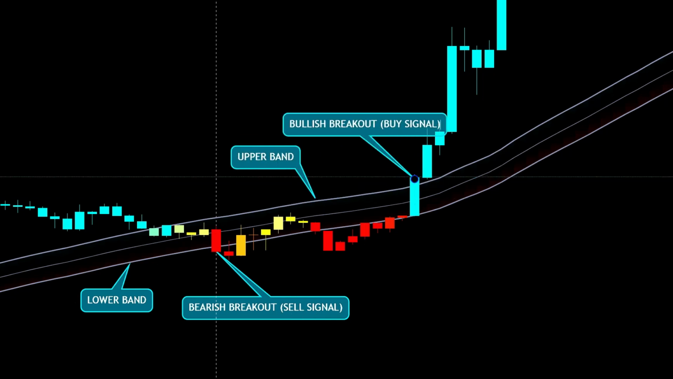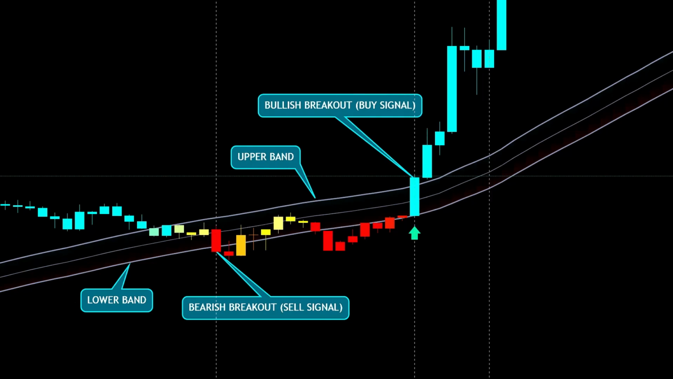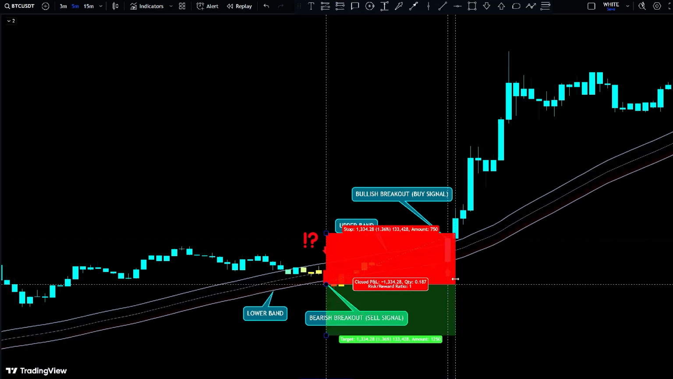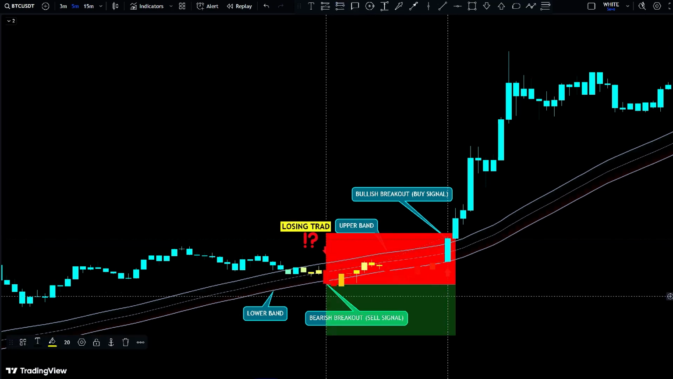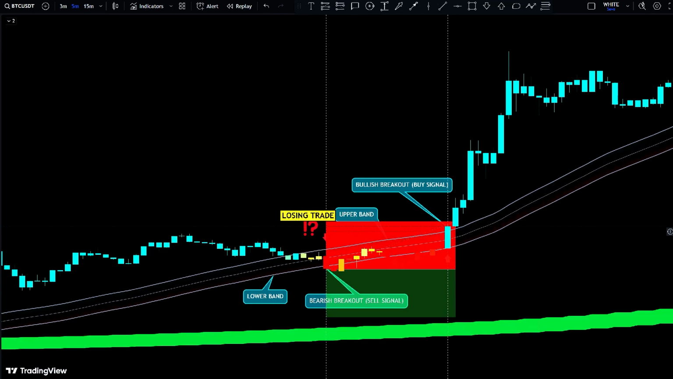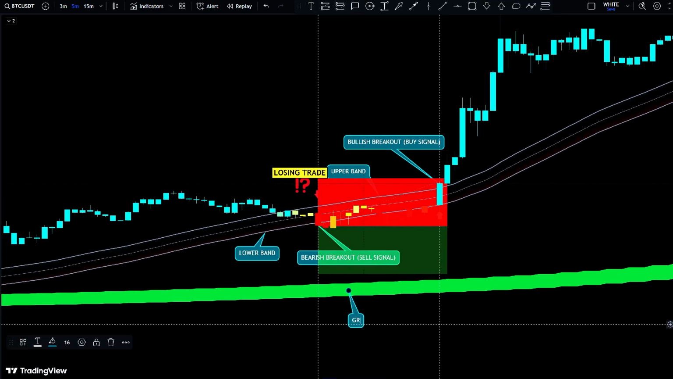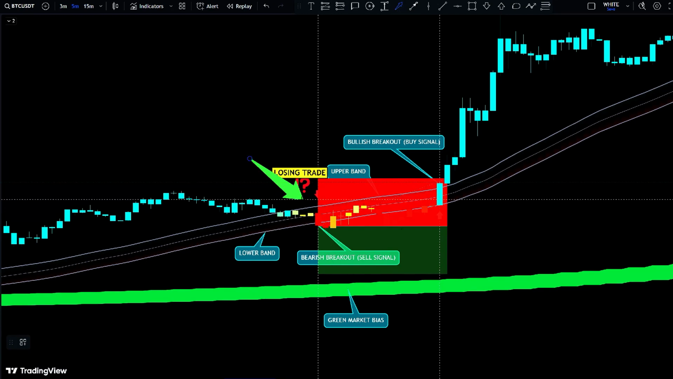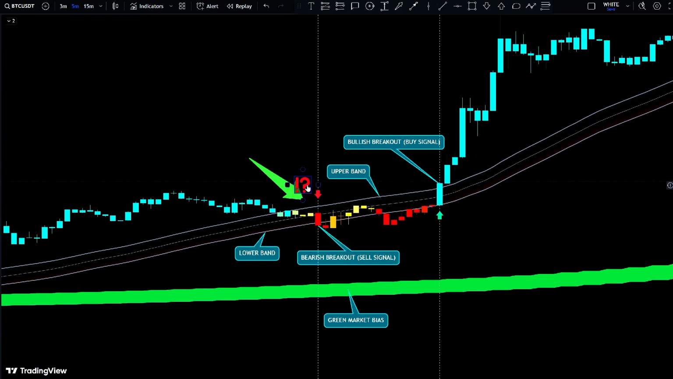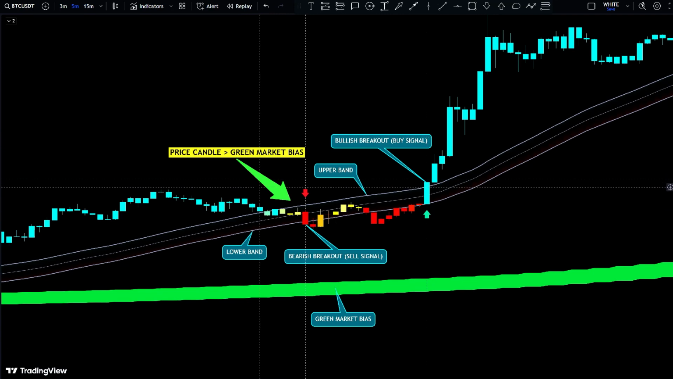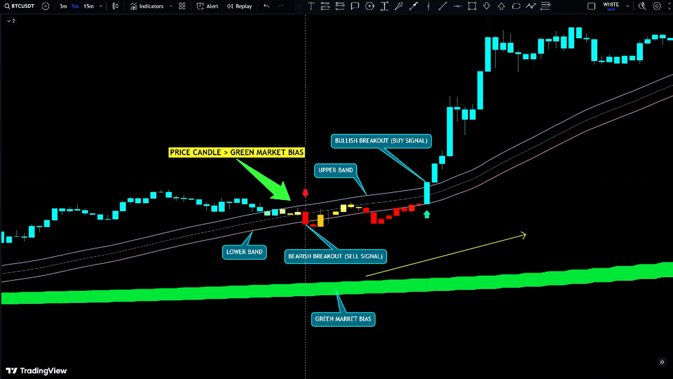But here's the thing, relying only on the linear regression channel can sometimes lead to false signals, getting you into trades that go against the overall trend. That's where the market bias indicator comes in. Remember, the market bias tells us the overall direction of the market. So here's the key. If the market bias is green and the price is above it, we ignore any sell signals from the linear regression channel. Why? Because selling in an uptrend is generally not a good idea. We only want to take buy signals in this scenario, confirming the uptrend.